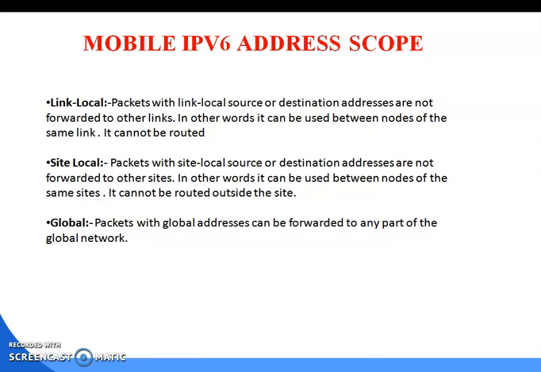So link local packets with link local source or destination addresses are not forwarded to other links. That means its scope is local, within the same site. Site local means site to site, but not global. But global means from all the scope areas, from the whole surface. Clear?